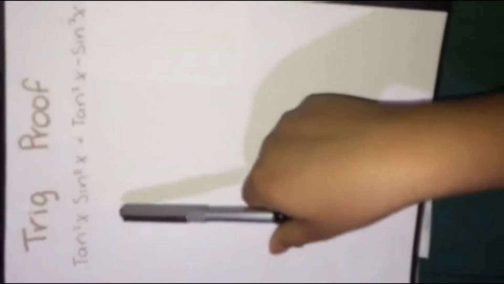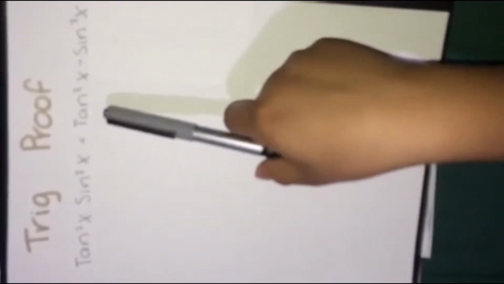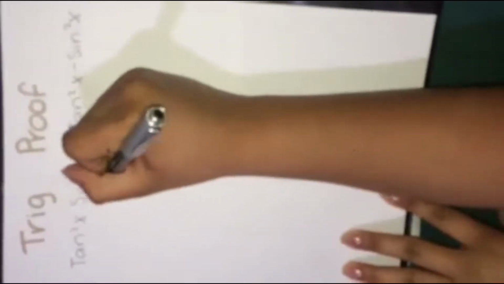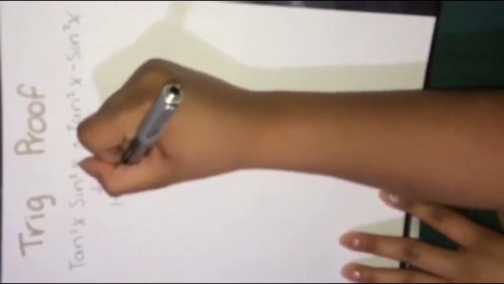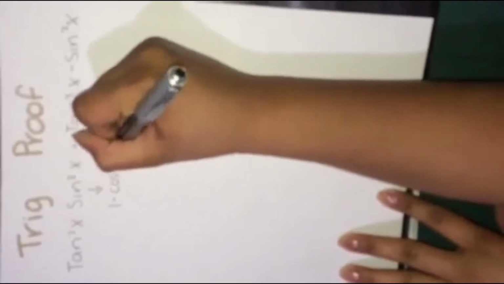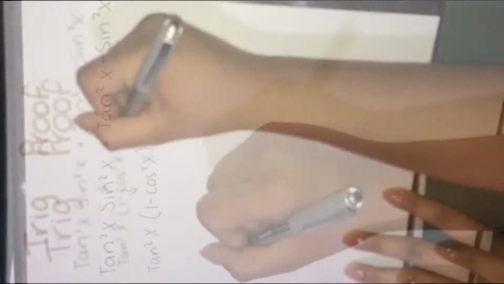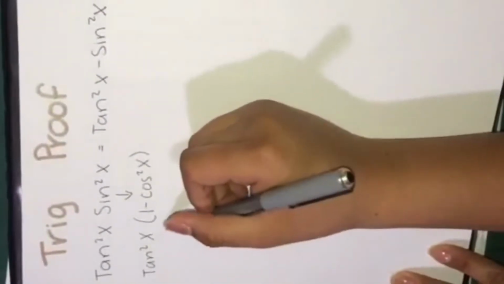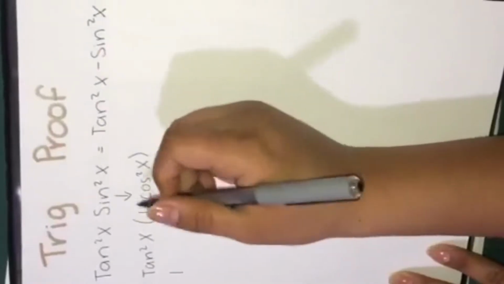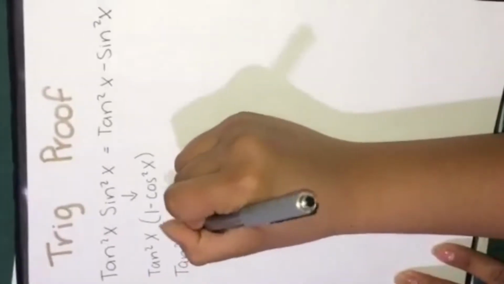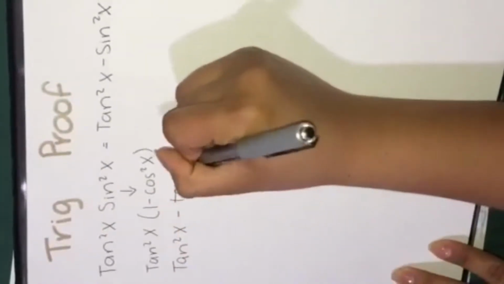Solving a trig proof problem, you have to show the steps to getting the answer that is shown. For tangent squared x times sine squared x equals tangent squared x minus sine squared x, we first have to convert sine squared x to 1 minus cosine squared x. For the next step, we multiply tangent squared x by 1 and tangent squared x by cosine squared x.